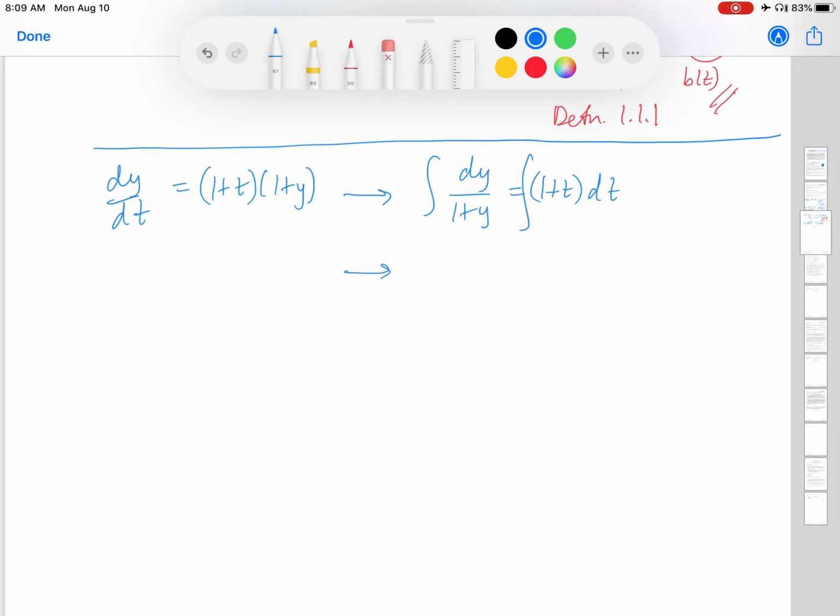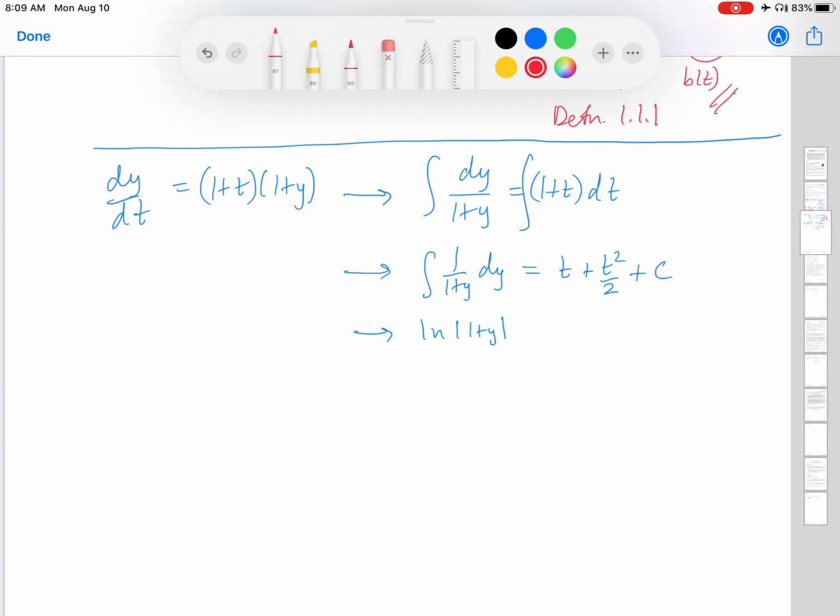So on the left-hand side, I am integrating 1 over 1 plus y dy. On the right-hand side, I'll just do the integral. Integral of 1 is t. Integral of t is t squared over 2, and then here's my plus c. And then on the left-hand side, integral of 1 over 1 plus y, I'm going to say this is ln of 1 plus y. This is indeed a quick u substitution.